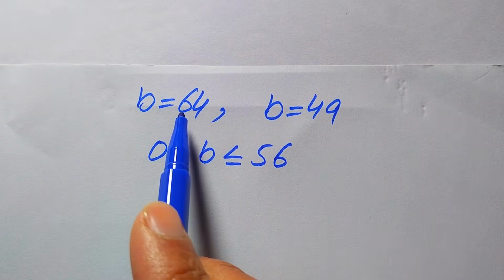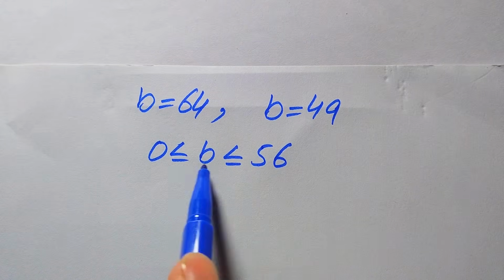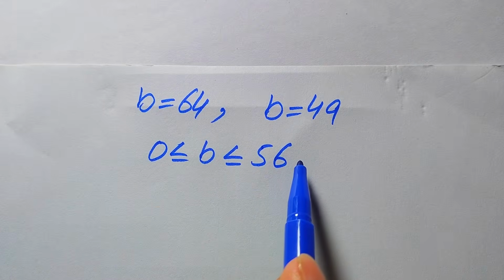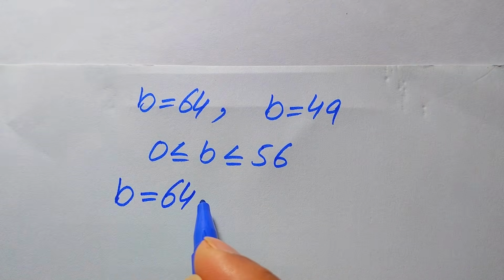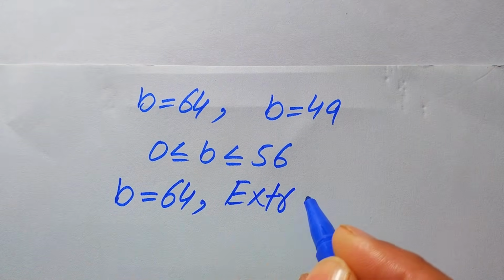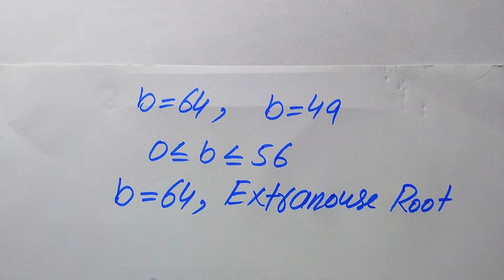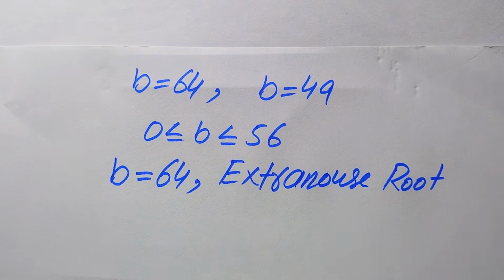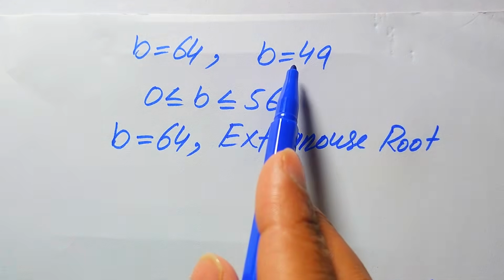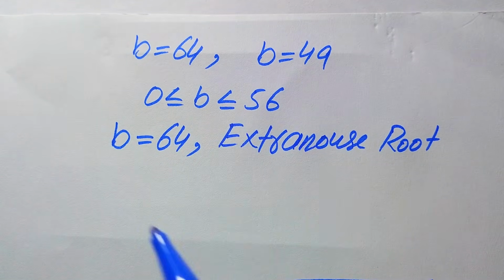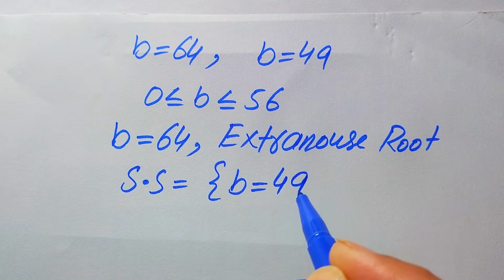So you clearly see that 64 does not lie in this interval because it lies outside the interval. The interval ends at 56, but 64 lies outside the interval. This means that b equals 64 is the extraneous root of the given equation. Further, if you verify both of these values by substituting them into the given question statement, the value b equals 64 does not satisfy the given statement. So this is the extraneous root, but b equals 49 lies in this interval. So finally we conclude that the solution set of this problem is b equals 49.